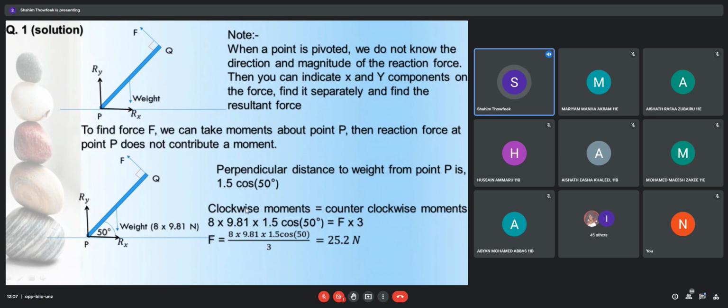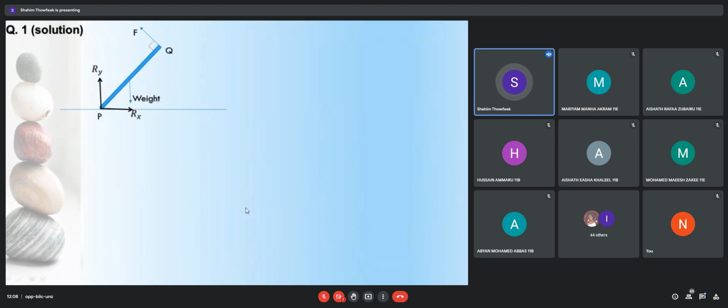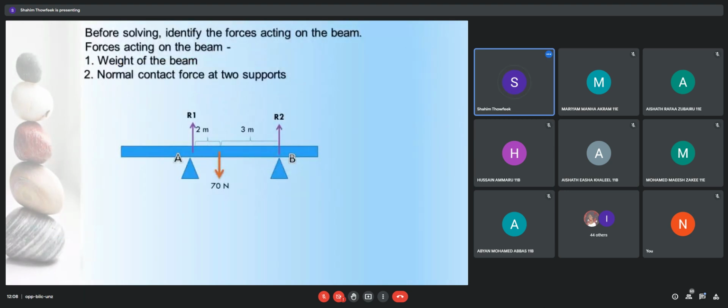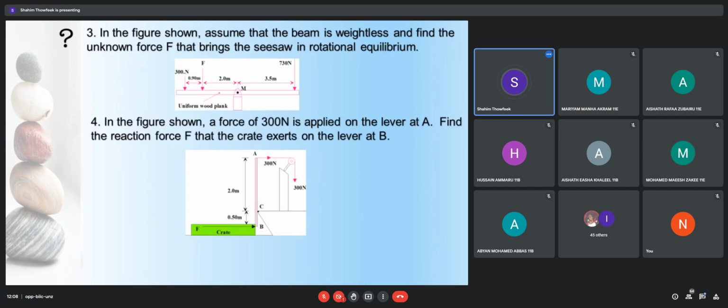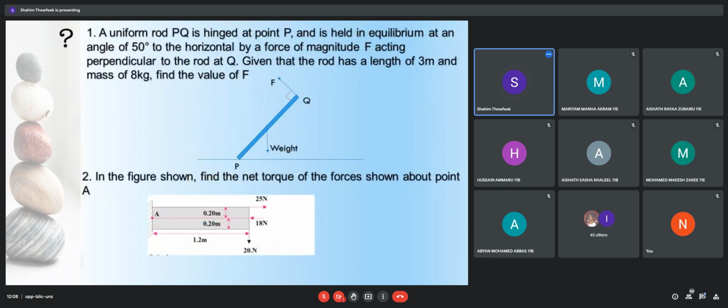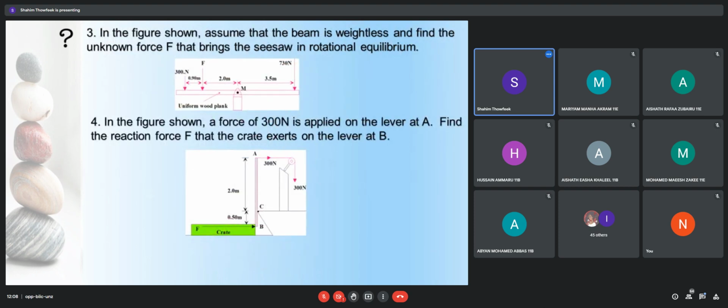It is 25.2. Please redo the question and find the magnitude of the force and check whether my answer is correct. And please send me the answers for the previous questions. I showed you question number 2, question number 3, 4, and you can practice and choose the correct point, and take moments.